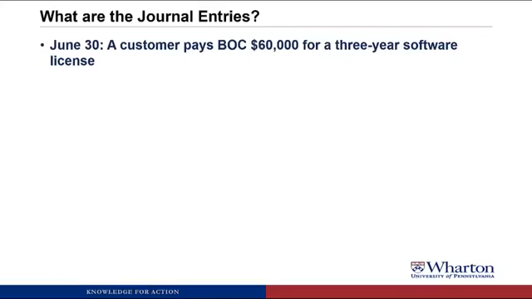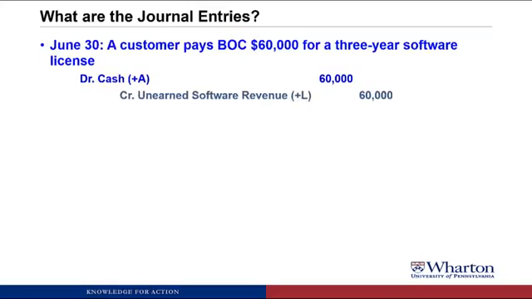We've received $60,000 cash as BOC, so we need to debit cash for $60,000. But BOC hasn't delivered any of the software yet, so they can't recognize revenue. Instead, they have to create an obligation or a liability for their responsibility to deliver the software over the next 3 years. So we create a liability with a credit, unearned software revenue, for $60,000.